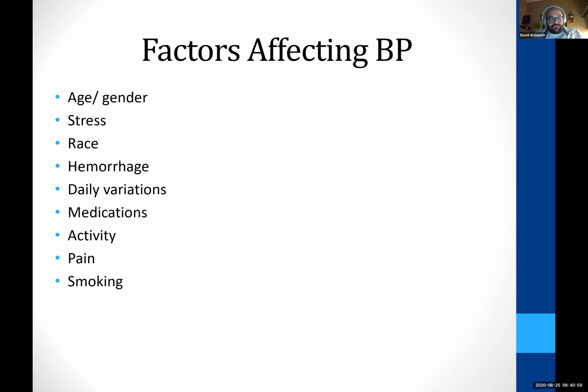Hemorrhaging. We have a decrease in volume, therefore we have a decrease in pressure. Specifically know the difference. If I have a decrease in volume, I'd expect my pulse to go up and my pressure to go down because I have less to push.